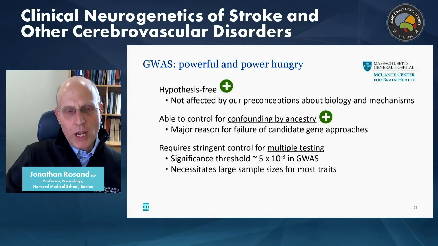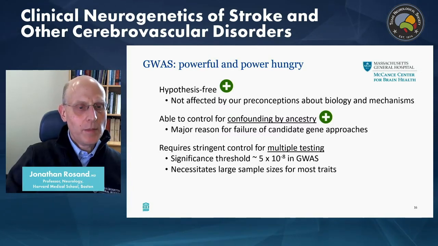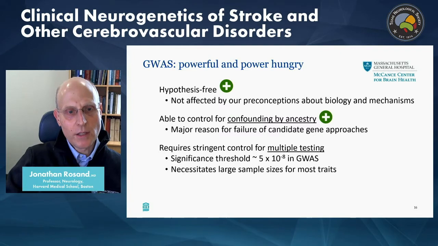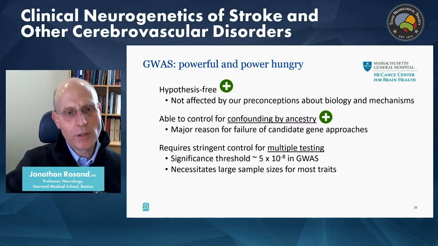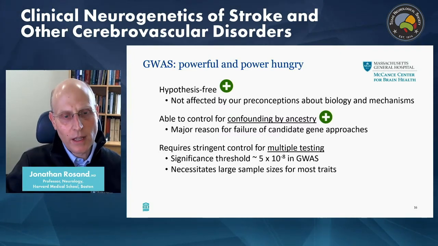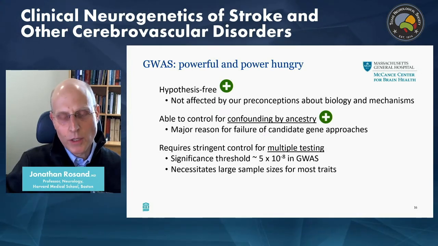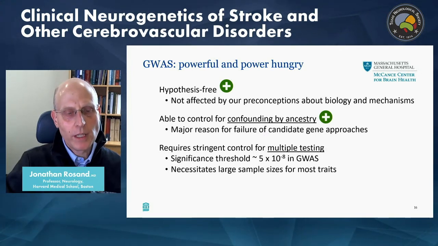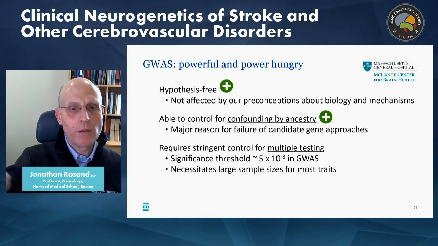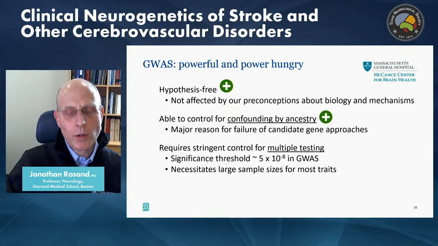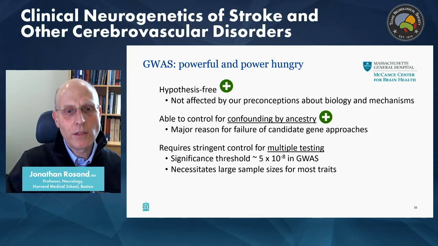But the challenge is that now you really have to be careful about assigning statistical significance, and so now you have stringent control for multiple testing, and this has been established by convention as 5 times 10 to the minus 8, which is basically Bonferroni correction for all of the common variants across the genome. So now we're in the requirement of sample sizes in the 5 to 10 to 20 to 50 to 100,000 cases.